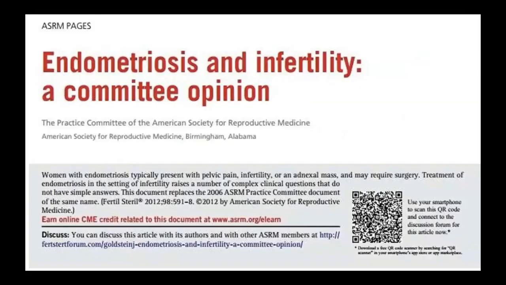This is on endometrial infertility. So this was all the different basic fundamentals of the research.